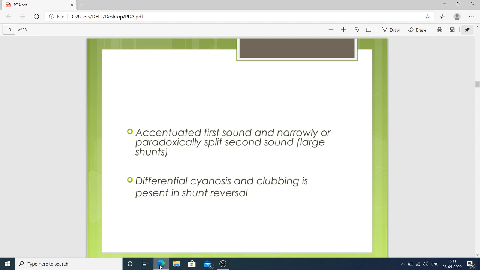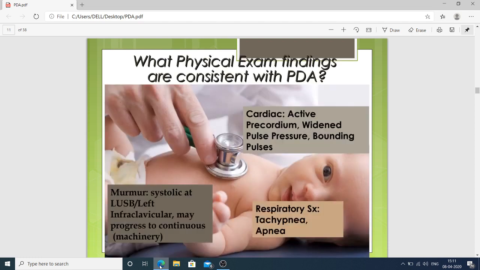Okay, differential cyanosis and clubbing are present in shunt reversal. Then next is, what kind of physical examination findings are consistent with PDA? In case of cardiac, it's active precordium. What do you mean by active precordium? It is the portion of the body over the heart and lower chest. It actually is the region of the chest.